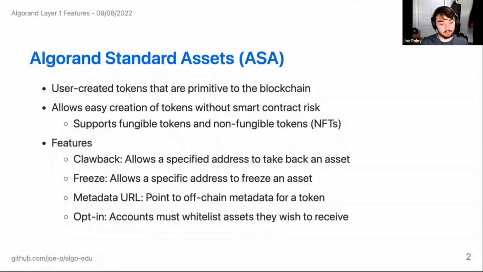You have a metadata URL, so you can point to off-chain data, things like images, videos, songs, stuff like that. And then we also have a feature called opting in, which basically means accounts need to opt into an asset and whitelist it before they can actually receive it.